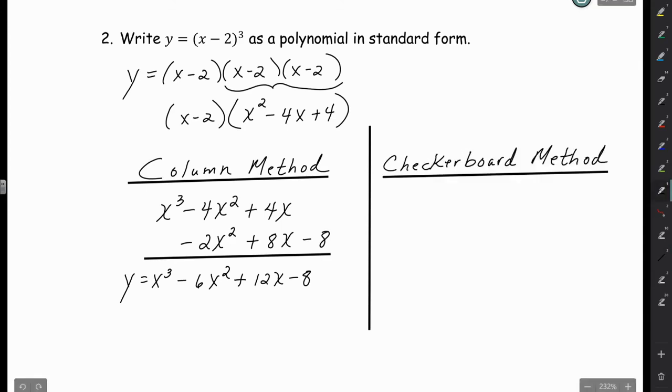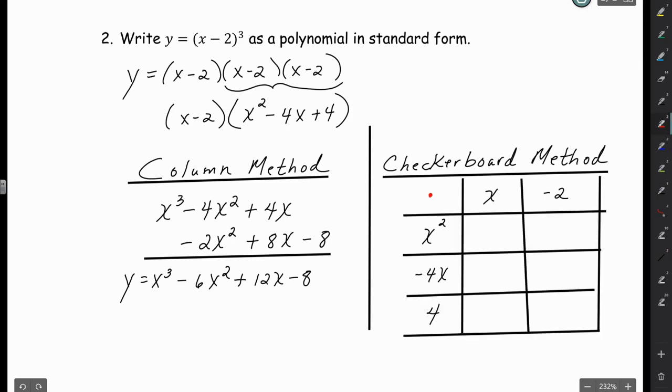I'm going to line the binomial across the top this time, and the trinomial down the side. Make my checkerboard. Now I'm going to multiply x squared times both terms across the top. Then I'm going to multiply negative 4x times both terms across the top. And I'm going to multiply 4 times both terms across the top. Again, we can see using this method that like terms are diagonal.